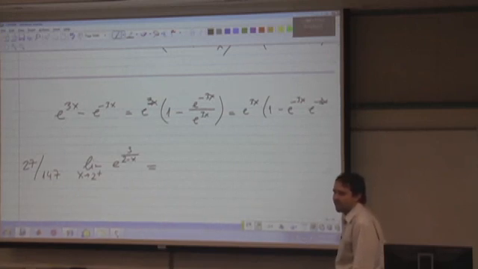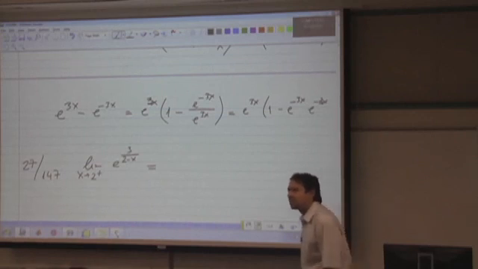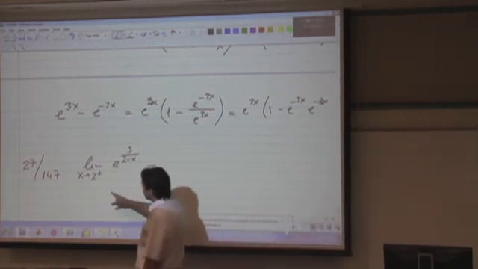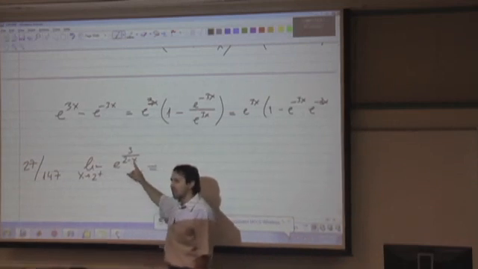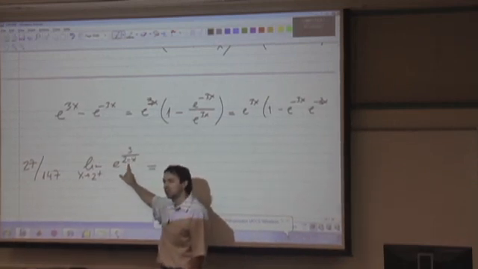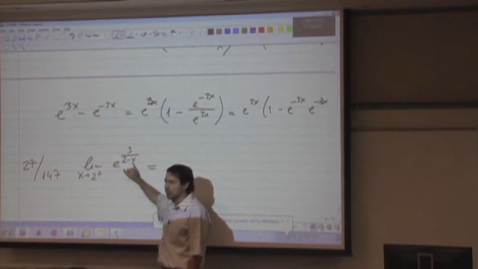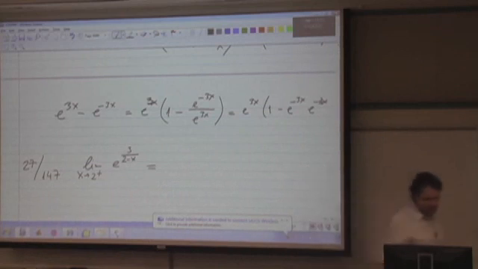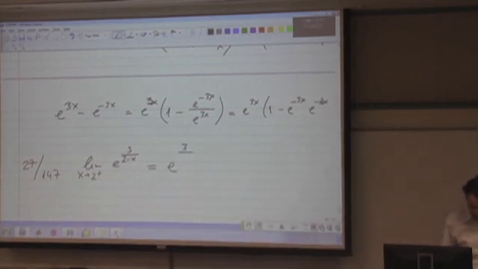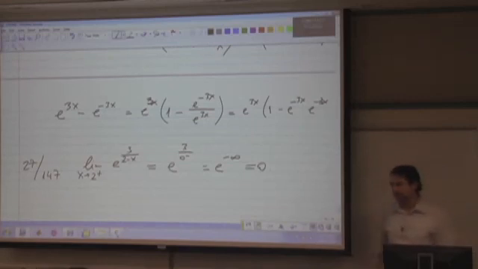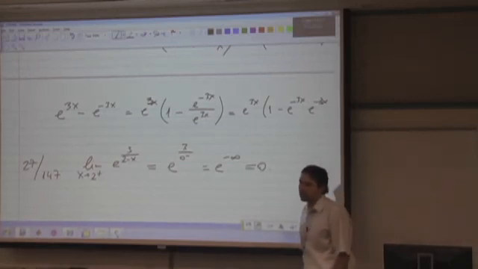What happens when you put in 2 plus in for x? You end up with 3 over 0, right? But which type of 0? Because this is 2 plus, I have 2 minus 2.1 technically, so it's 3 over 0 minus. So the idea is this is just e to 3 over 0 minus, which is e to minus infinity, which is 0. Does that make sense?